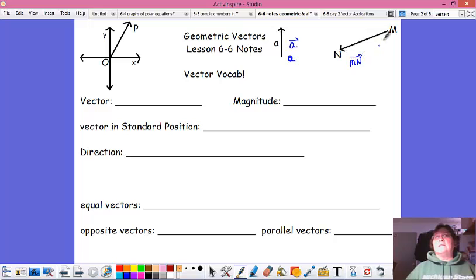We start with its initial point. Note that that's the one that doesn't have the arrowhead on it. The initial point. The terminal point in this one is point N. And we always name starting with the initial point, which just makes sense. A vector really is no more than a directed distance. And you could think of it as a line segment that's got a direction and it's a certain length.